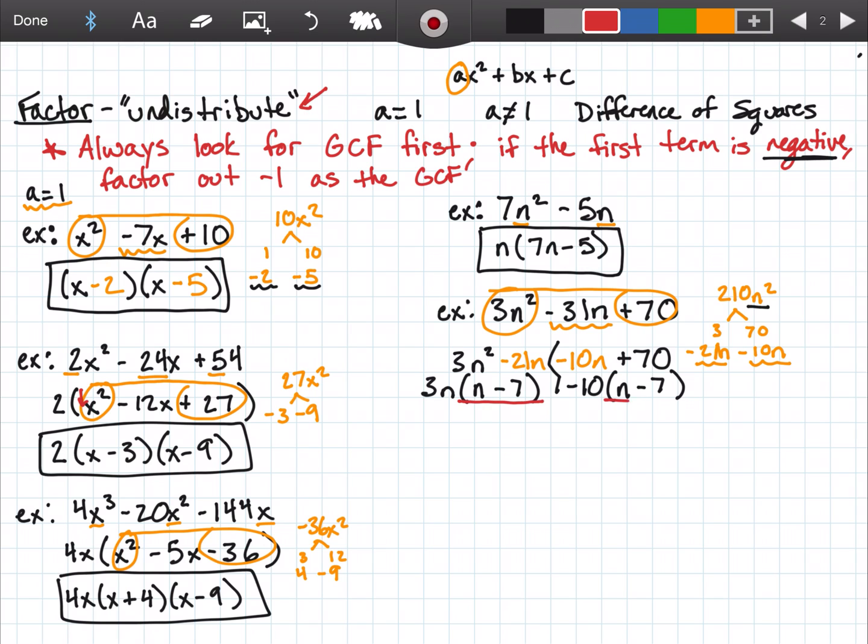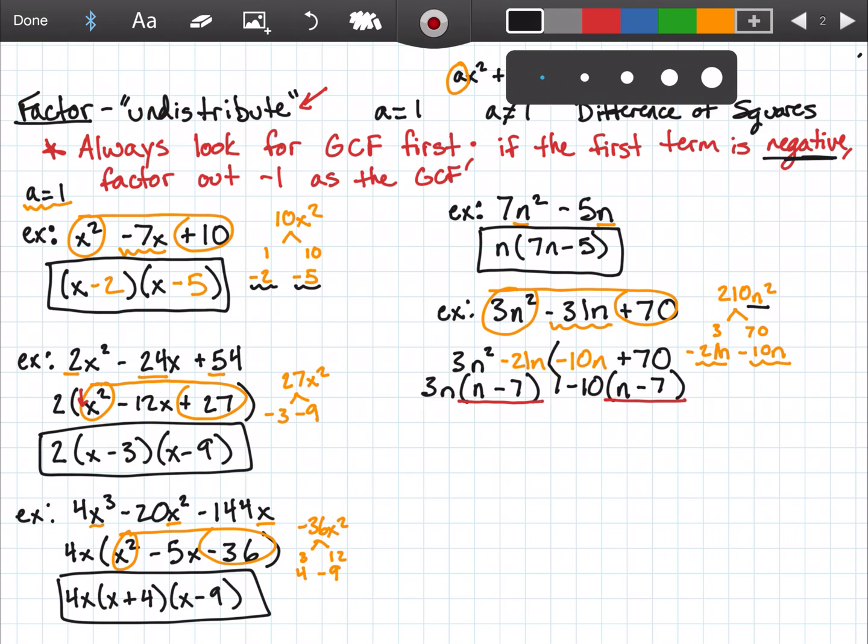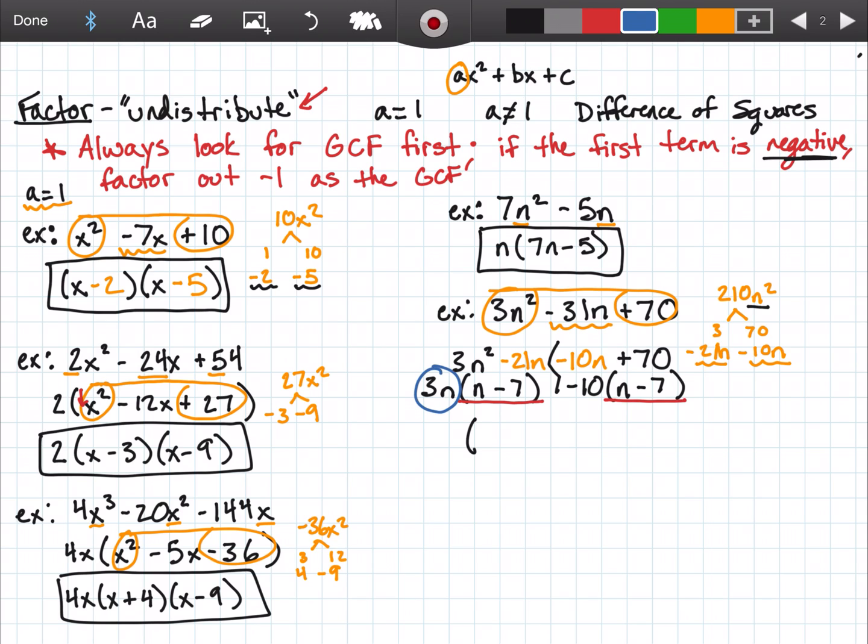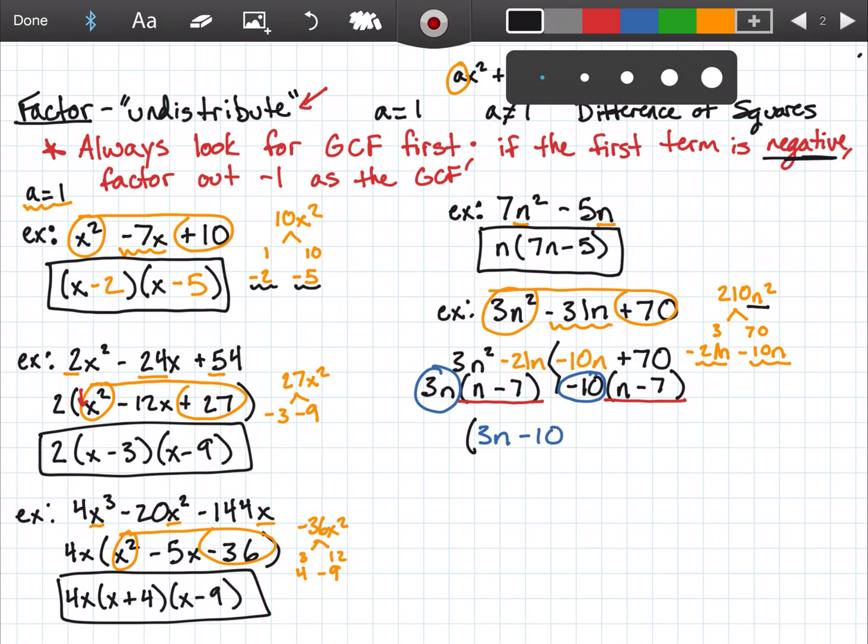If these two are the same, that means you did it correctly. If they're not the same, go back and check your work. Because now what's going to happen is these ones out front come and make their own parentheses. 3n minus 10. There we go, okay. Now my Apple Pencil died again. So it's 3n minus 10 times n minus 7. I'm going to pause.